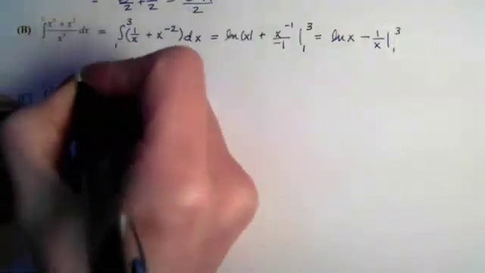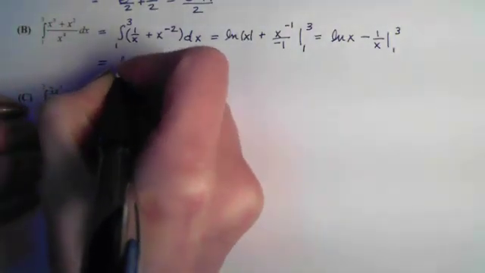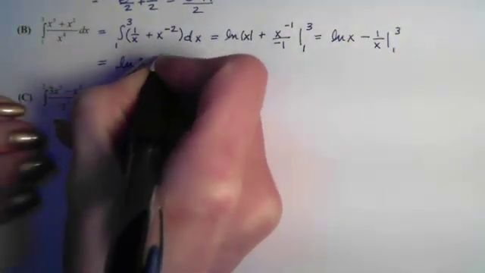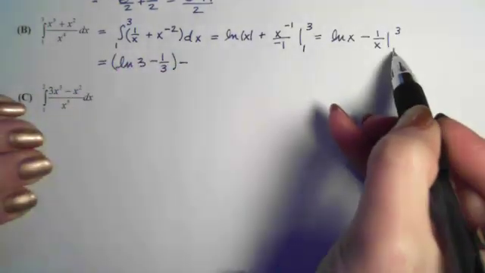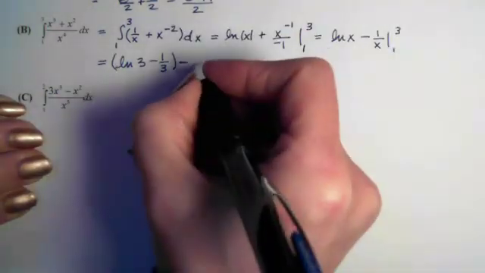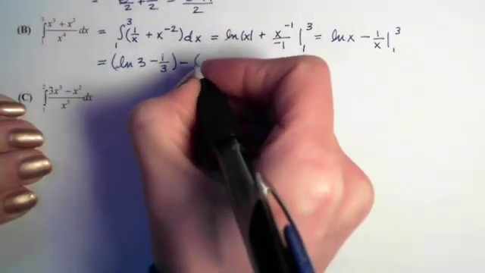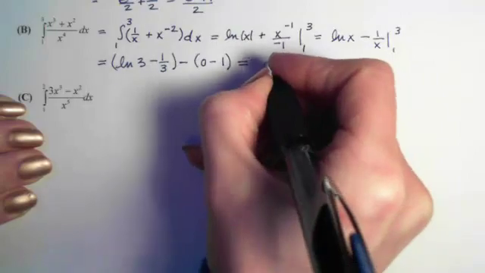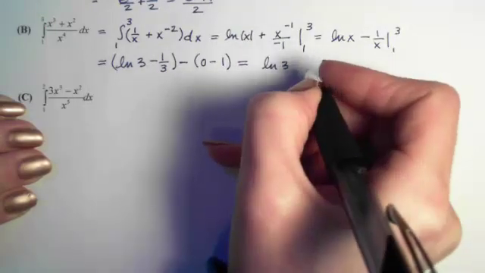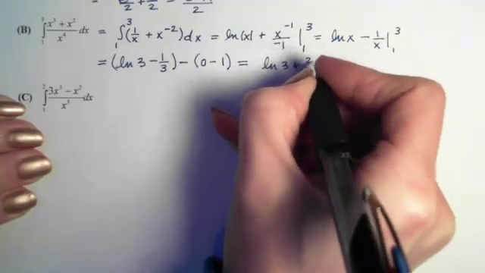So again, the first thing I plug in is that top number, which is a 3. So I'll have log natural of 3 minus a third. And then I need to subtract what comes out when I plug in the 1. Plug in the 1, I get a log natural of 1, which is 0, minus a 1 over 1. Combine my like terms, I'll have an ln of 3 plus a 2/3.